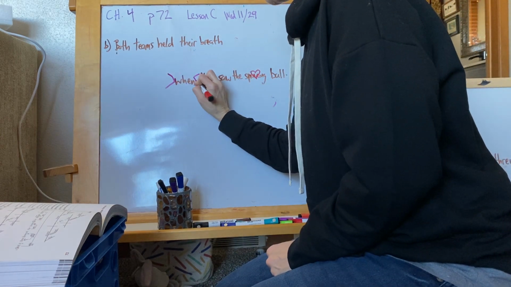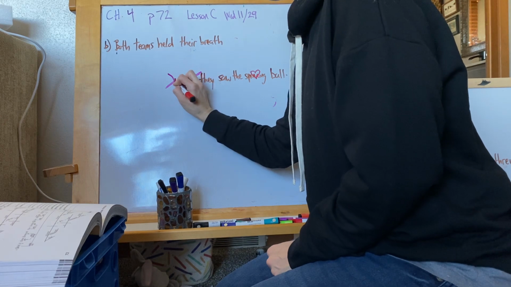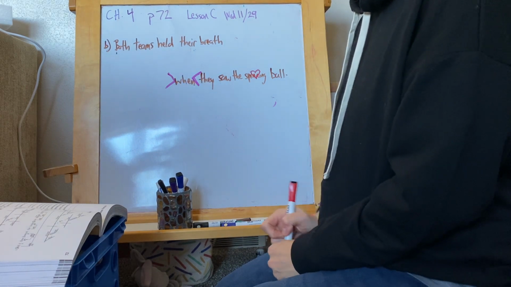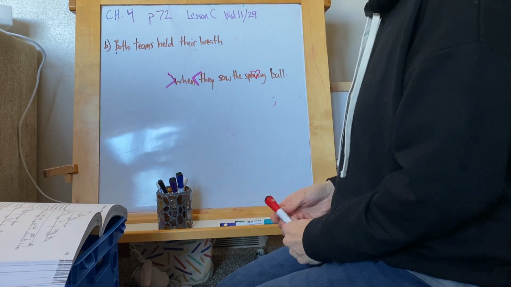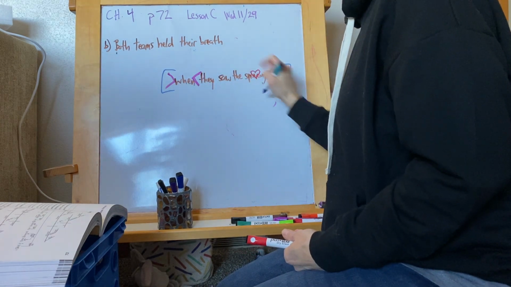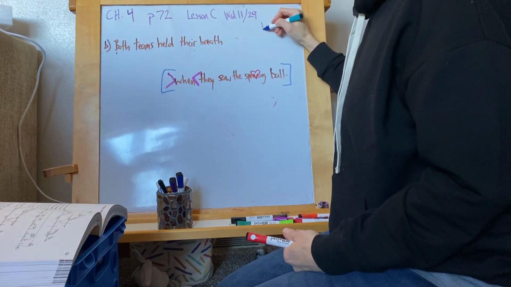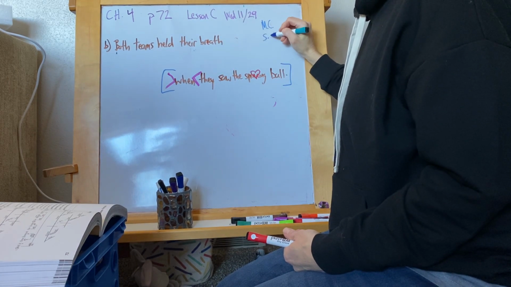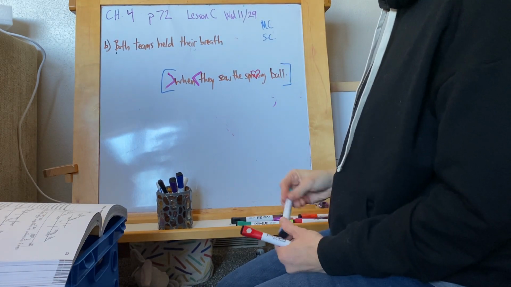It's a subordinating conjunction, which makes a subordinating clause. So we do have to put this in brackets. So it looks like we have a main clause, "When they saw the spinning ball," and a subordinating clause, right? So we'll see two sentence patterns.